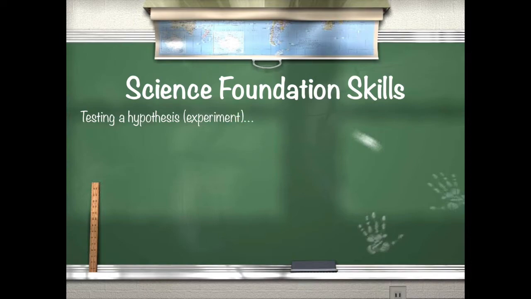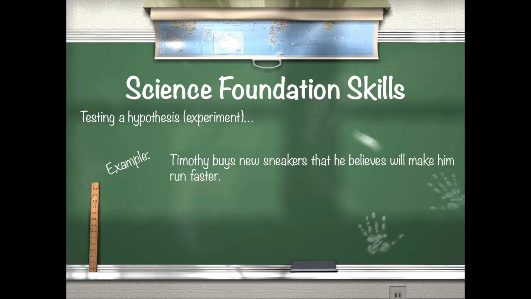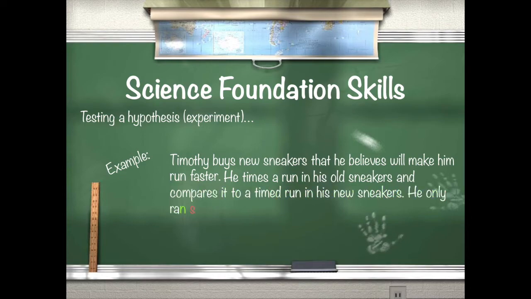So if you are going to test a hypothesis or test an experiment, we're going to use this example in this class. Timothy buys new sneakers that he believes will make him run faster. We're constantly being bombarded with advertisements that some kind of athletic product will make you run faster, jump higher, hit the ball further, you name it. And he times a run in his old sneakers that he's been running in all along and compares it to a timed run in his new sneakers. And he notices that he only ran slightly faster in his new sneakers than in his old sneakers.